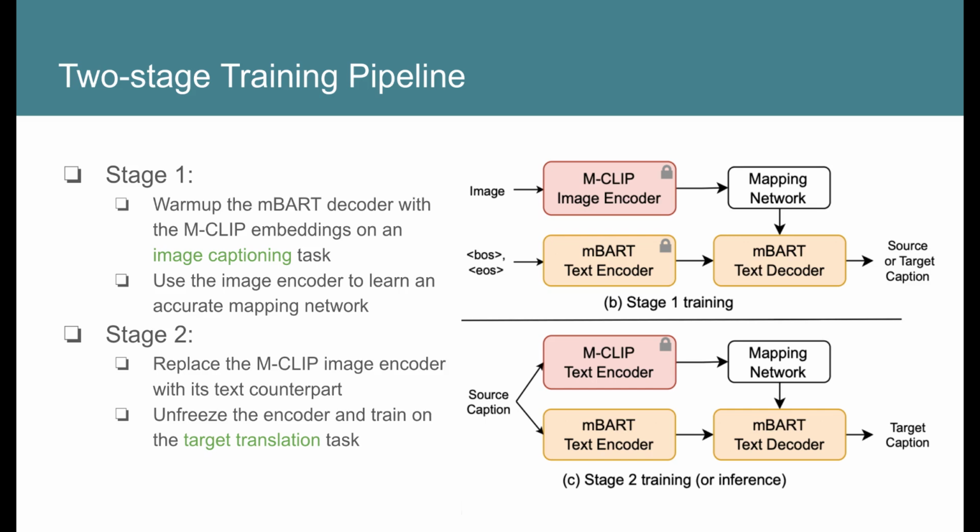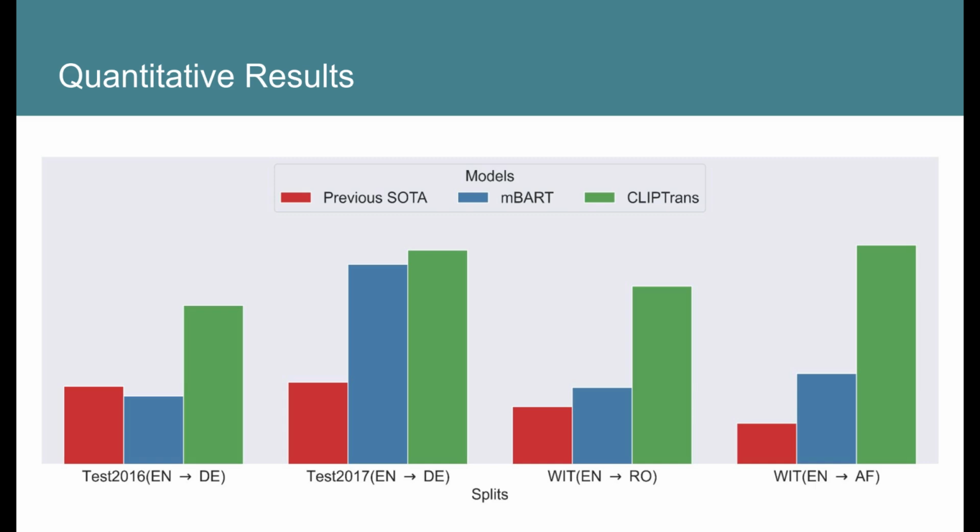The second stage is used to fine-tune on the final translation task. To remove train test disparity, we now solely make use of the MCLIP text encoder. Throughout training, MCLIP remains frozen to ensure that the alignment between its image and text encoders is not disturbed. CLIPTrans outperforms all previous SOTAs significantly, especially on low resource languages. We also draw your attention towards the effectiveness of using pre-trained models in MMT by noting that the text-only MBART also outperforms previous SOTAs.